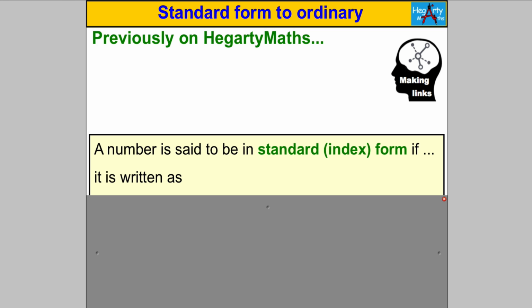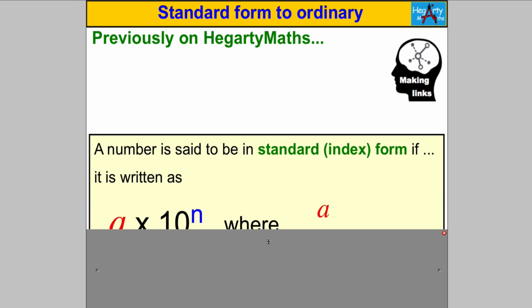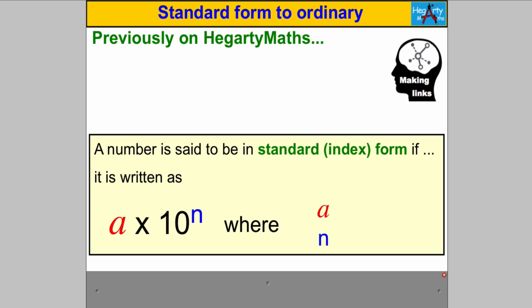Now before we get going, let's just talk about what we've previously learnt on Hegarty Maths. Do you remember what it means if a number is said to be written in standard index form? Well, hopefully you do know that a number is written in standard index form if it's of the form a, some number, multiplied by 10 to the power of n. Now it's important that a is a number that can equal 1 but must be less than 10. Okay, that's crucial. And n is what type of number? n is an integer.